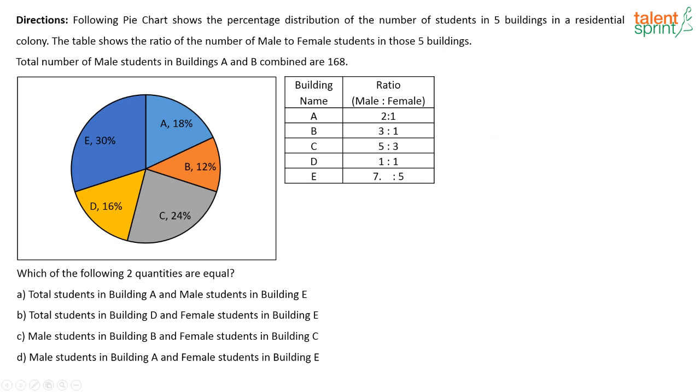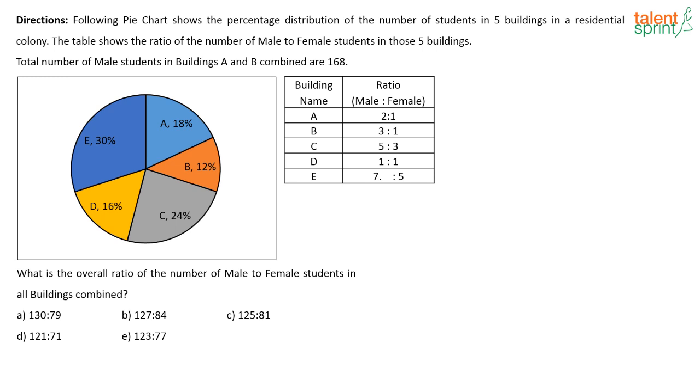See here, they are talking about the total number of male students in buildings A and B combined being 168. That's the only value given to us. The first question is, which of the following two quantities are equal? To find the answer, you need to know the total students of building A, male students of building E, and female students of building E. All these you have to find out. Without finding that out, we cannot find the answer.